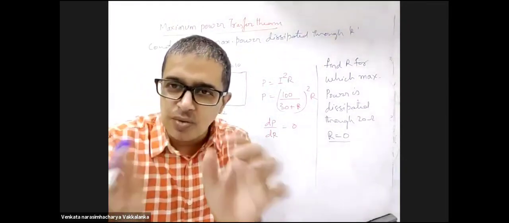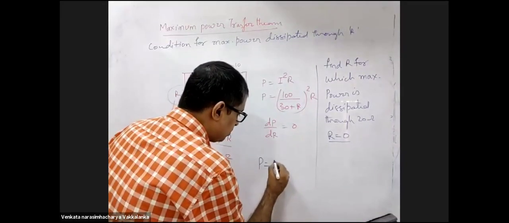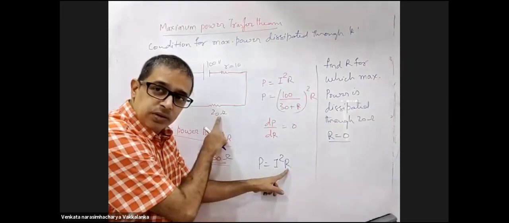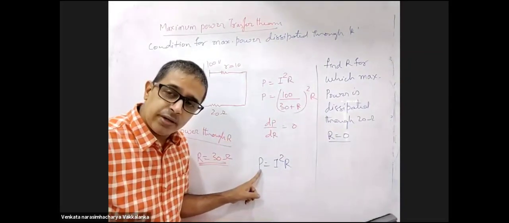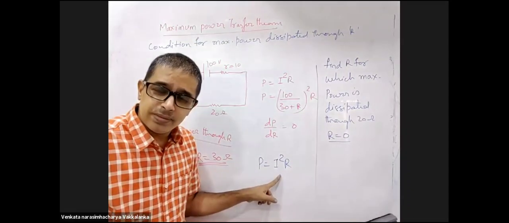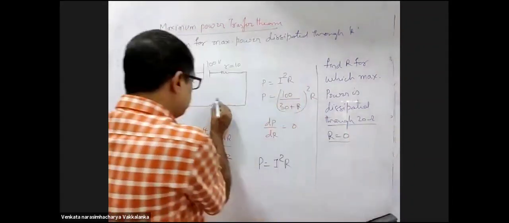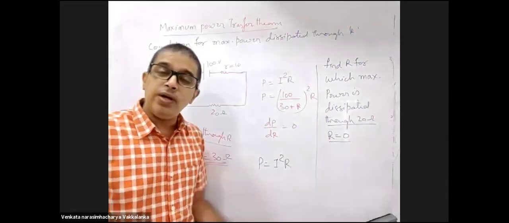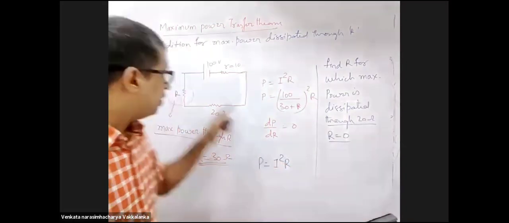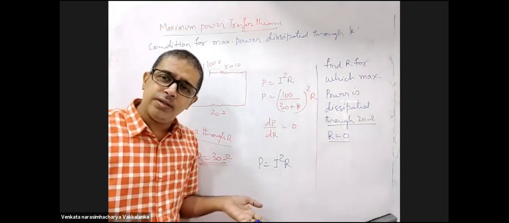Once a resistance value is fixed, power is equal to I square R. Once the resistance value is fixed, how will I have maximum power? Current should be maximum. Yes. Now I fixed the resistance. 20 ohm is fixed. When will I have maximum power? When current is maximum. When will current be maximum in the circuit? For capital R to be 0.